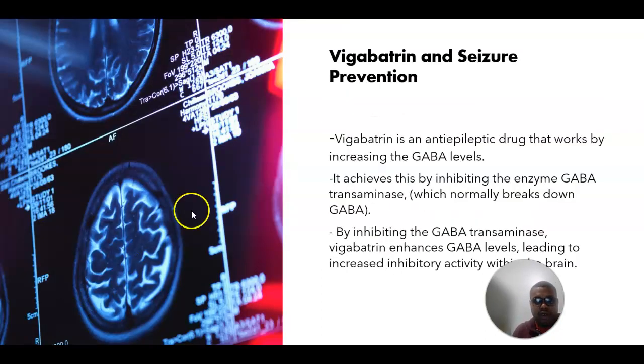So as I move along, we can talk about Vigabatrin and seizure prevention. Vigabatrin is an anti-epileptic drug that works by increasing the GABA levels. Basically, it helps increase the GABA levels by inhibiting the enzyme GABA transaminase.